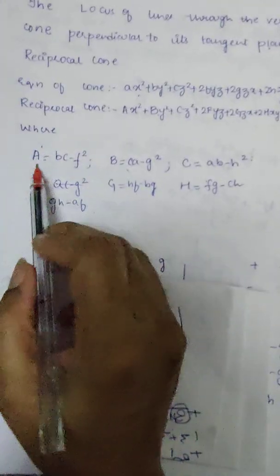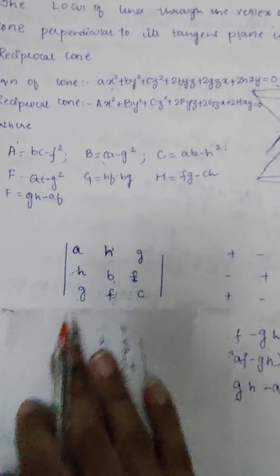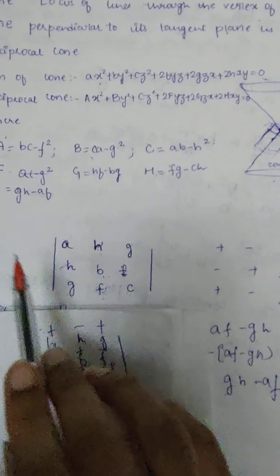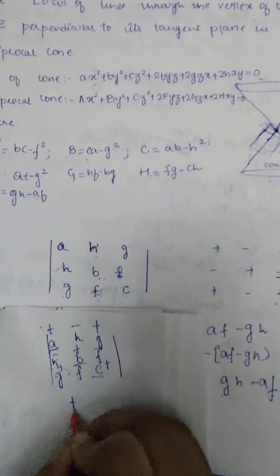So first I need the capital A value. Capital A is nothing but the cofactor of a. So how will you take the cofactor of a? Remember that the sign before it is plus.